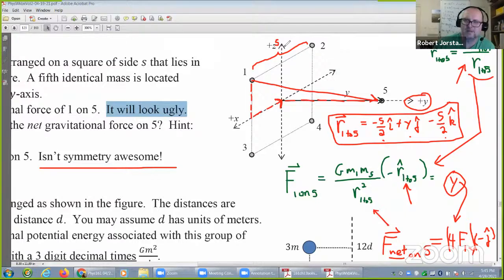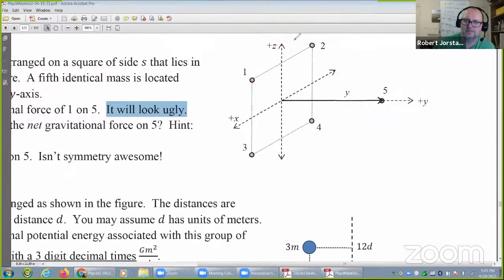Let me ask you something. Let's say masses 1, 2, 3, and 4 are fixed in place. So let's assume this one, this one, this one, and this one are all fixed in place. But 5 is free to move. What should it do?